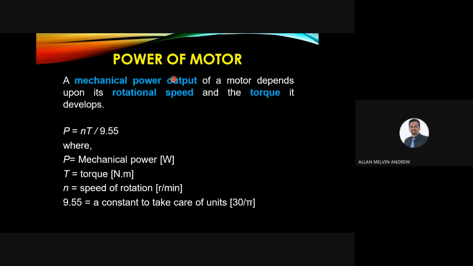In order to calculate the power of a motor, we can use this formula: P equals NT over 9.55. P is mechanical power in watt, T is torque in Newton meter, and N is the speed of rotation in revolutions per minute. 9.55 is a constant to take care of the units. This is actually 30 over pi, so 30 over 3.142, and you get 9.55.